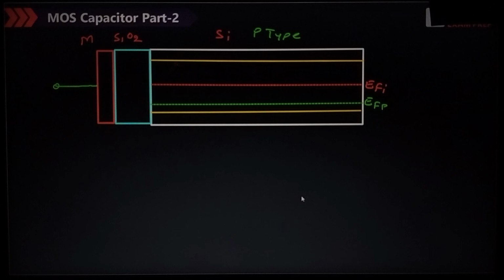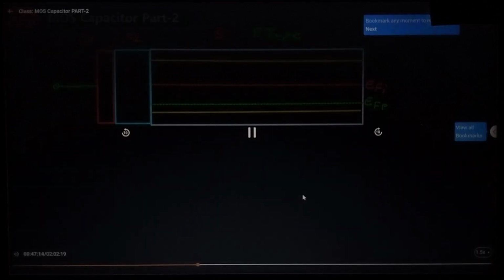Always remember, under equilibrium the Fermi level will remain the same, because we want to represent the diagram. It is a tentative diagram, so we want to show the energy band diagram. So EFP will remain at this point. Okay, there will be no change.